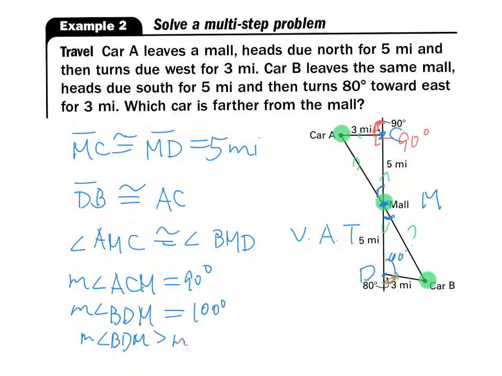is greater than angle measure ACM, we can draw the conclusion that the sides that they face, which is MB, would be greater than MA. Therefore, and that's by the Hinge theorem. And therefore, to answer this question, which car is further? Car B is further from the mall. Okay, so those are 2 examples of how we use the Hinge theorem and the converse of the Hinge theorem.